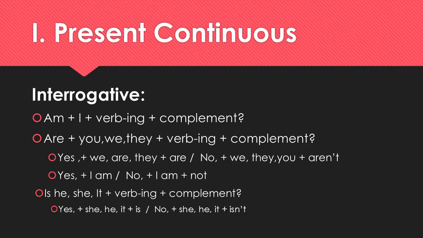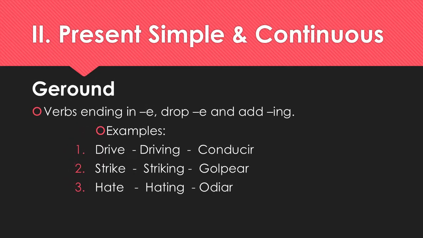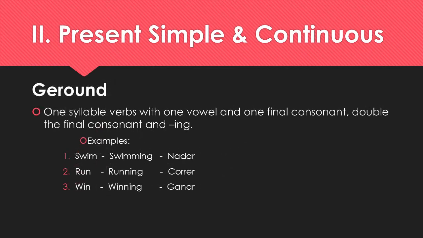Number 2, present simple and continuous. In most verbs, add ing, for example, boiling, wishing, talking. And for verbs ending in e, drop the e and add ing. For example, drive, driving, strike, striking, hate, hating. In one-syllable verbs with one vowel and one final consonant, double the final consonant and add ing. For example, swim, swimming, run, running, win, winning.